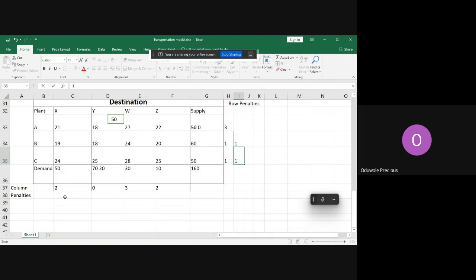Then let's move here. We cannot do this one also. It has become 0. So if you want to do penalty for this, you're only going to consider this place, not this place. So 19 and 24, this is 5, right? That's 5. And this 18 and 25, that's 7.